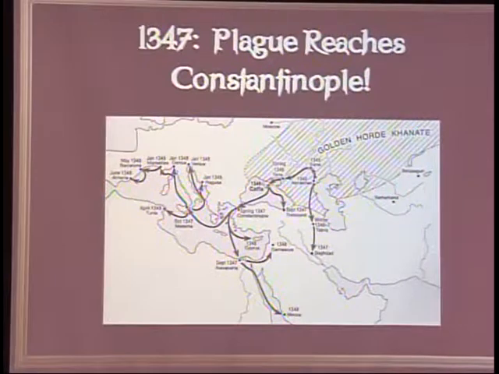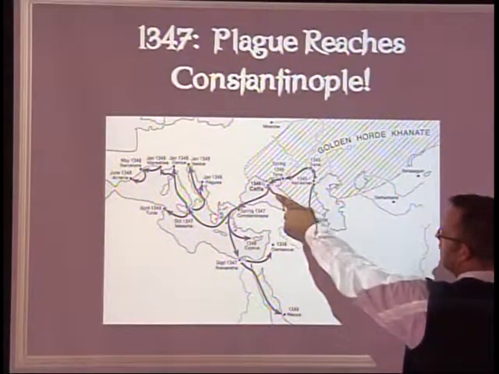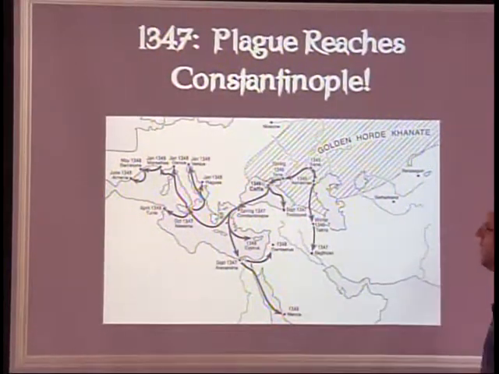In 1347, the plague reaches Constantinople. At this point, the disease is carried by the Mongolian Golden Horde, and they reach the city of Kaffa in 1346. In that battle, the diseased bodies of Mongolians are launched over the walls of the city and into the population. As the battle reaches its end, those that have survived hop onto boats, and as you can see here, they're going to travel to Europe and carry the disease with them.